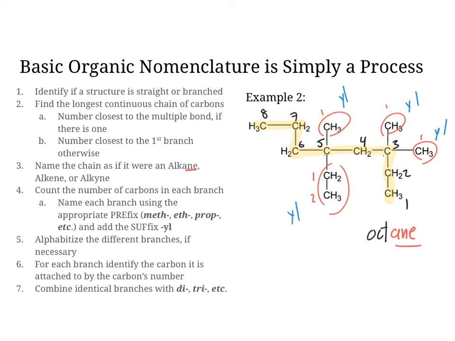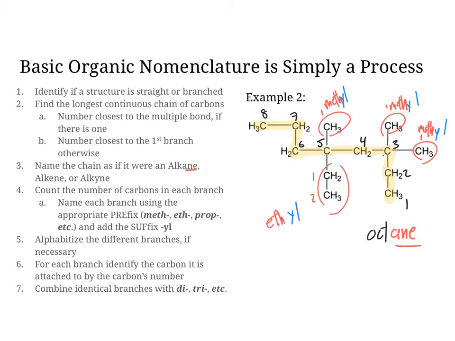Then I'm going to add the appropriate prefix. In this case, this is going to be a methyl, a methyl, a methyl, because each is 1 carbon long, and 1 carbon means meth. And then this is going to be an ethyl. So I have an ethyl and I have methyl branches.